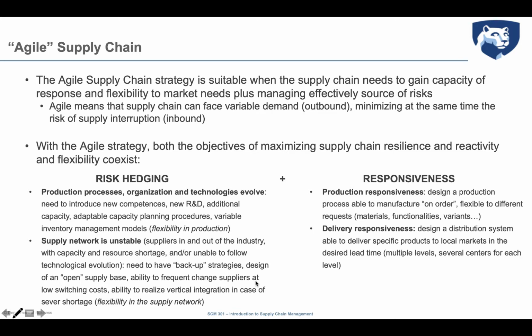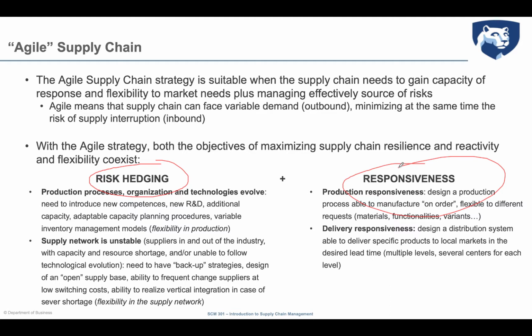Finally, we have the more complex model, which is the so-called Agile supply chain. The Agile supply chain strategy is suitable when the supply chain needs to face both variability outbound and inbound. So basically, it's no other than the combination of the risk hedging and the responsiveness strategy. I'm not going to spend more time on that, but basically an agile supply chain has, as inbound, the configuration typical of a risk hedging supply chain.